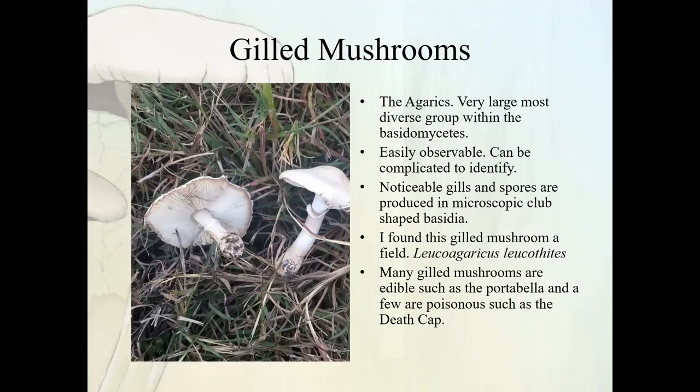All right. We're going to start with the biggest group that you guys visually enjoy seeing. Most of us enjoy seeing gilled mushrooms, or agarics. Very large, diverse. You're going to see the word diverse in every slide, and I apologize for that, but fungi are very diverse. These are easily observable but kind of complicated to identify. I always have to take a picture and send it to Sebastian or someone on Facebook, because to me it looks like a white mushroom. Is it a poisonous Amanita, or is it just a Leucoagaricus, which is not going to kill you? Many gilled mushrooms are edible, such as portobello, and a few are poisonous, such as the death cap.